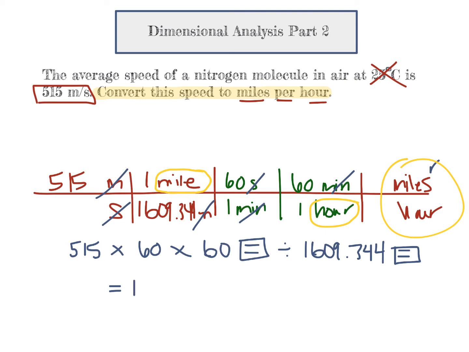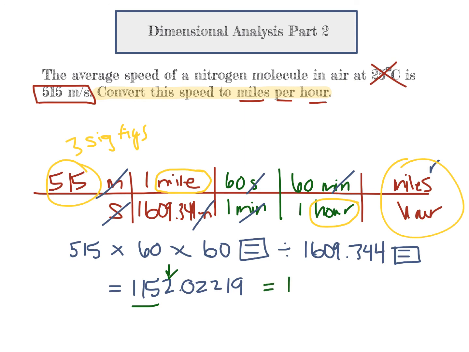Let's see, 1,152.02219. Yeah, I obviously cannot report that entire answer. Since I started out with 3 significant figures, that's how many I need to end with. So I'm going to look at these first 3 digits, 115, and I see that I have a 2 on the end, so I don't need to round up. I can write this answer as 1,150.